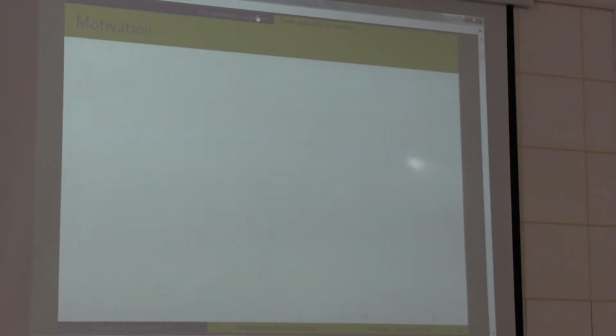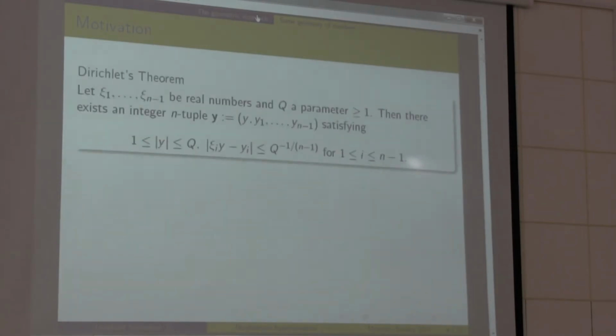There's a motivation. I was told any good talk in simultaneous approximation should start with Dirichlet's theorem, so here it is. We use the parametric form, and it asserts that given real numbers and a parameter Q larger than 1, there always exists an n-tuple of integer points satisfying those inequalities.